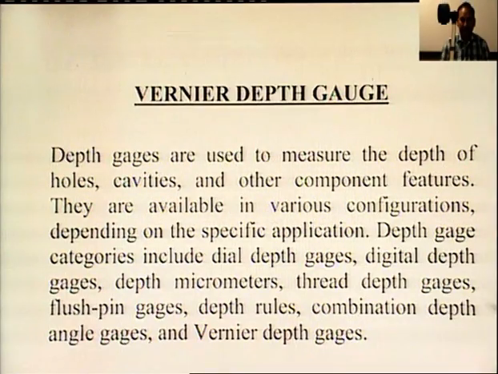Vernier depth gauge. The other gauge is vernier depth gauge. Depth gauges are used to measure the depth of holes, cavities and other component features. They are available in various configurations depending on the specific applications. Depth gauge categories include dial depth gauge, digital depth gauge, depth micrometers, thread depth gauge, flush pin gauge, depth rule, combination depth angle gauge and vernier depth gauge.